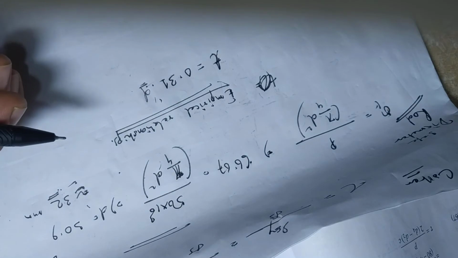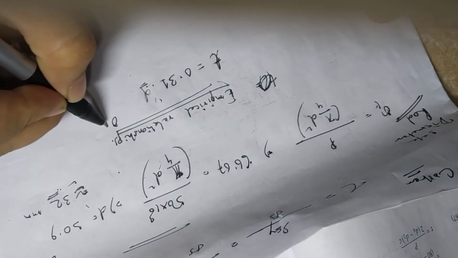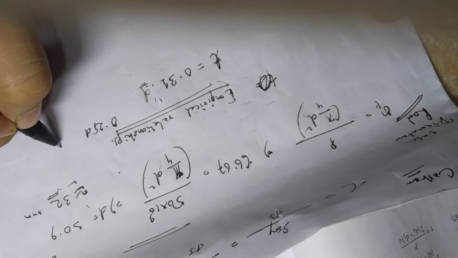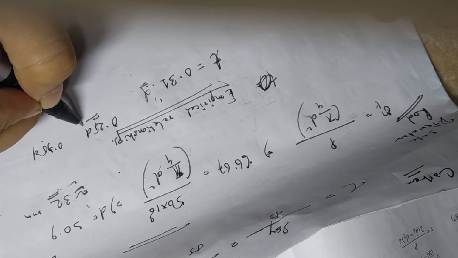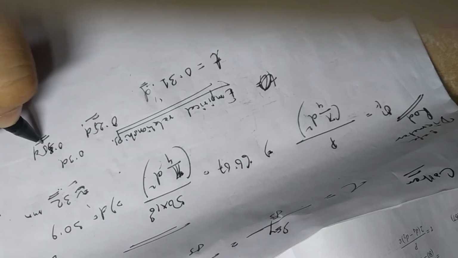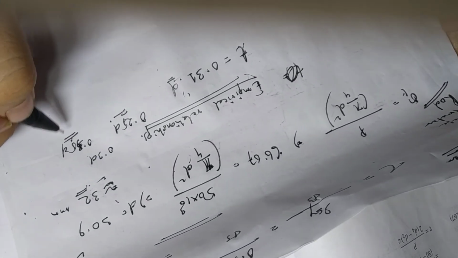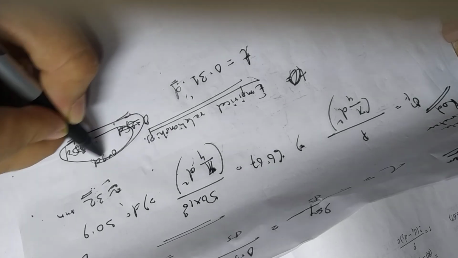But in the data book there is a range. It ranges from 0.25 times the diameter to 0.35 times the diameter. So you can take 0.25 times d, someone may take 0.3 times d, someone may take 0.35 times d. It's up to you. That is why I told you.